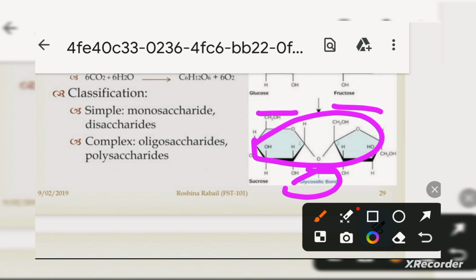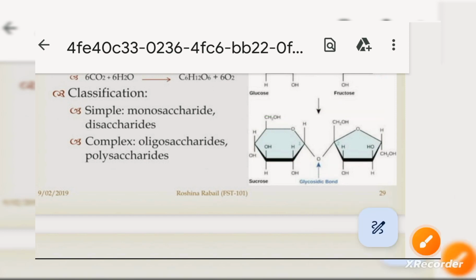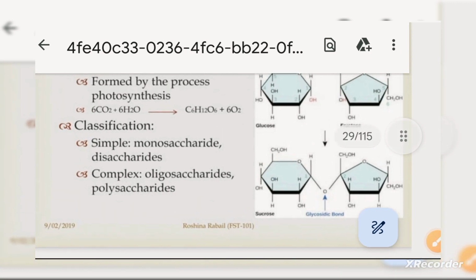Glucose plus glucose is combined in the formation of maltose. Glucose plus galactose is combined in the formation of lactose. In between, the bond is a glycosidic bond, formed in a condensation process, meaning removal of H2O. Two units combined are a disaccharide, more than 2 units combined are an oligosaccharide, and more than 10 units combined are a polysaccharide.